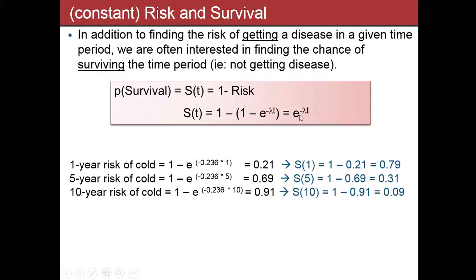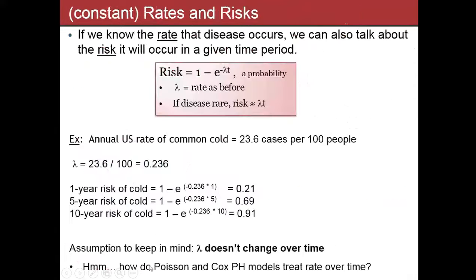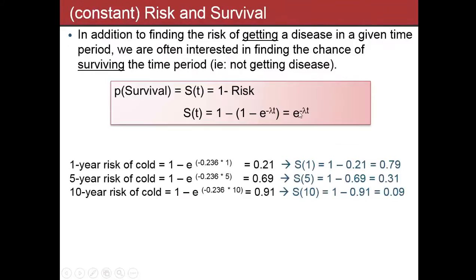Which, by the way, looks sort of like this other relationship here. Notice these are very, very similar. This is the relationship we showed for Cox regression, and here is when you assume a constant rate of disease. You have that survival is e to the minus lambda t. So here that we have the 1-year risk of getting the cold was 0.21.